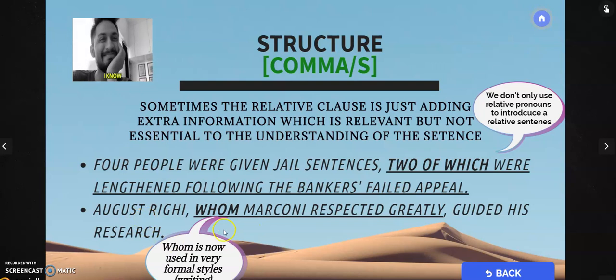And the second example, Auguste Righet, whom Marconi respected greatly, guided his research. Now, when you watch the video on whom, you will see that whom is more formal than who. We could have easily said who in this case. Auguste Righet, whom Marconi respected greatly, guided his research. But whom is more formal, okay? There are some other differences that you will learn in the video that I posted, okay?